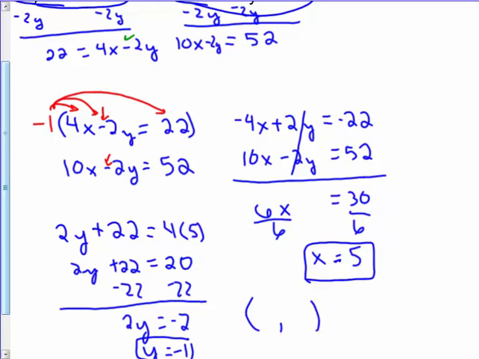And I could plug both the numbers into each equation and check to see if it works in both of them. My final thing, I do want to write it as an ordered pair, and that's my final solution, (5, -1).